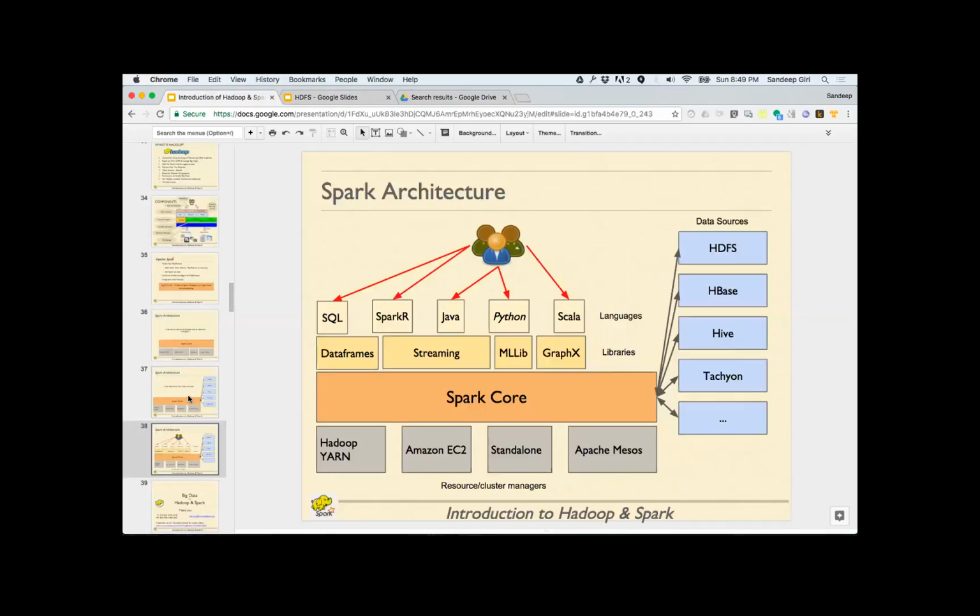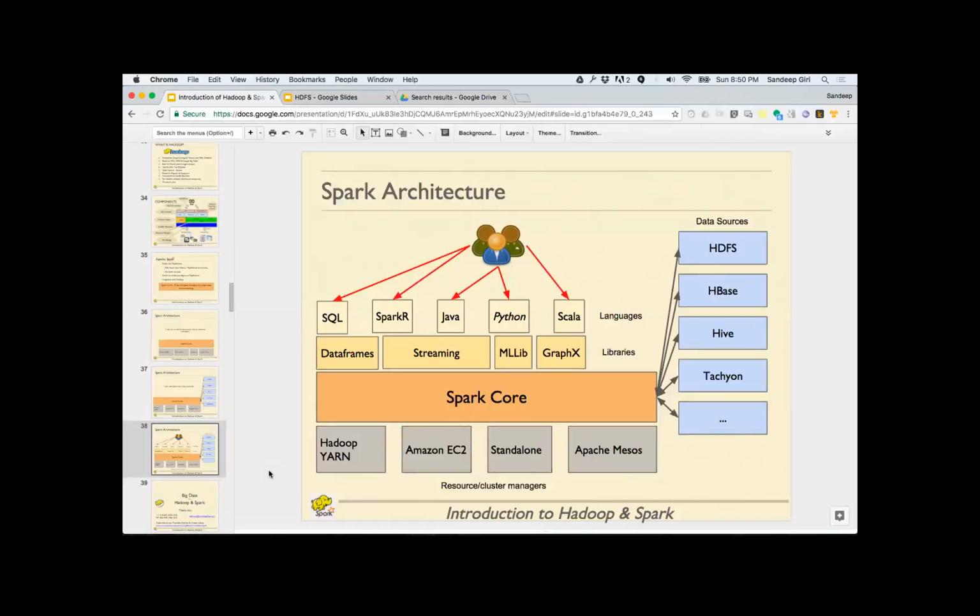So I have made certain modifications to the diagram to make it more sensible. The Spark core is running on Hadoop YARN, which is running on top of maybe HDFS and other storage. But other than that, without even Hadoop and YARN, Spark can run directly on top of Amazon EC2. So that is the important part.